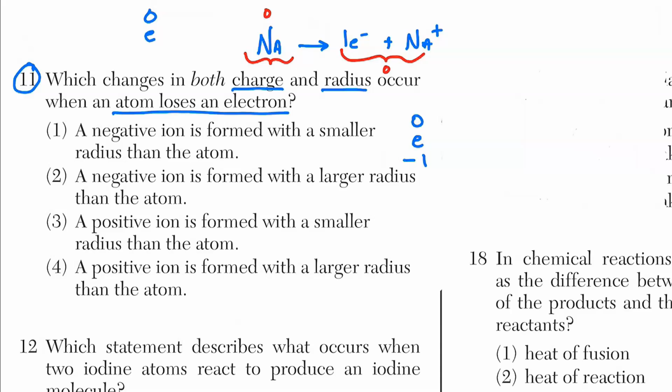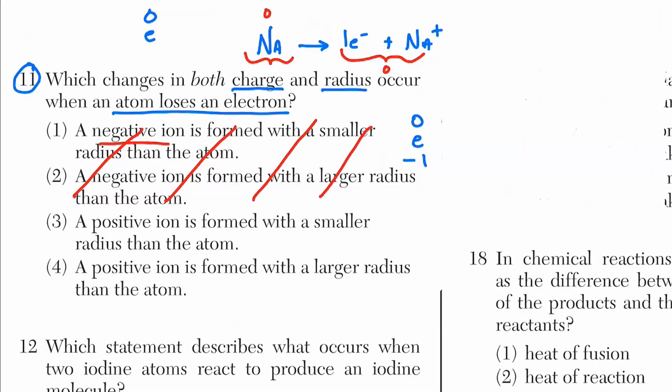By the way, this is called oxidation. You don't have to know this for this question, but you should know this for the entire test. Everything kind of fits together. So losing negatives makes you positive. So you should know that choices 1 and 2 should be gotten rid of.